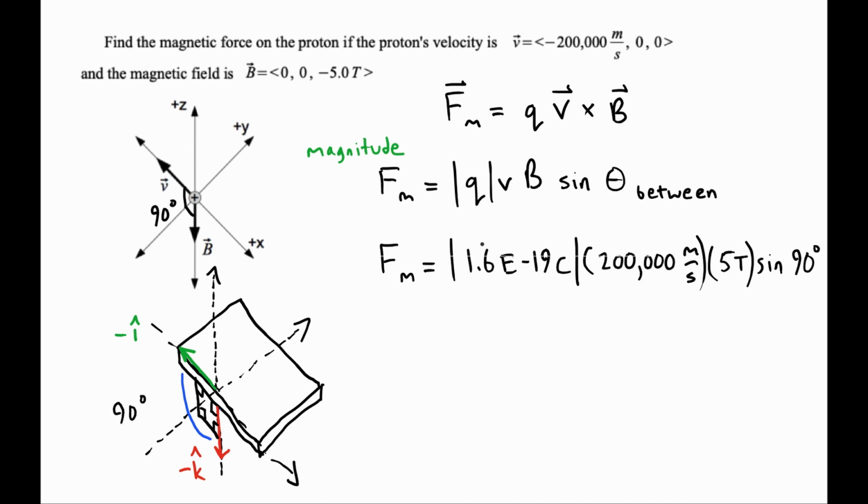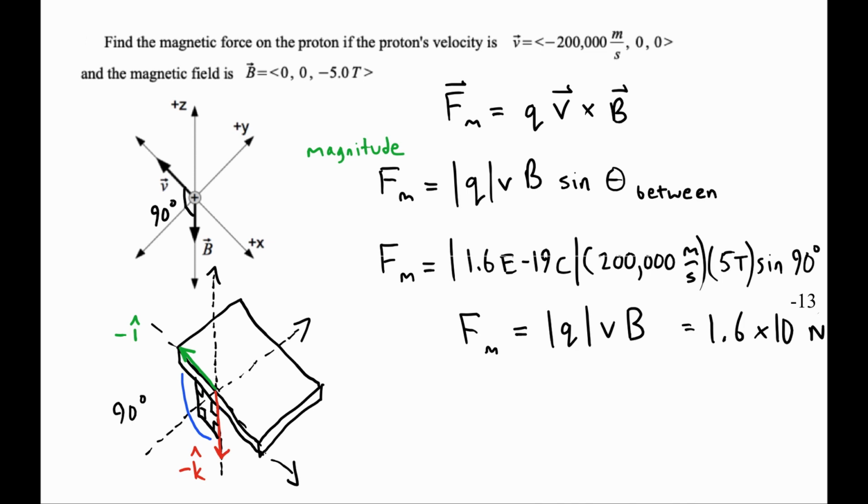Alright, so with that in mind, we can actually simplify the formula to just QVB, and then the sine of 90 is just 1, so you don't even need it. Anyway, the magnitude comes out to, okay, so it's going to be 1.6. That's the strength of it. Now we have to find the direction.